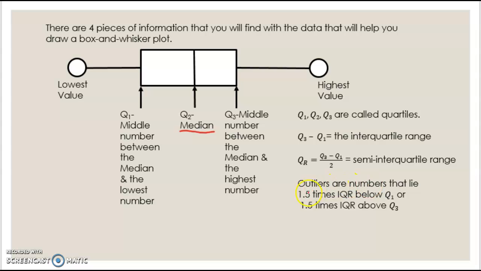Outliers are numbers that lie 1.5 times the interquartile range below Q1, or 1.5 times the interquartile range above Q3. So you may have on your box and whisker plot this highest value, and then you may have a couple of dots out here, or you may have the lowest value and a couple of dots down here. Those are outliers. All the data's in between here, but then you've got some outliers. Okay.